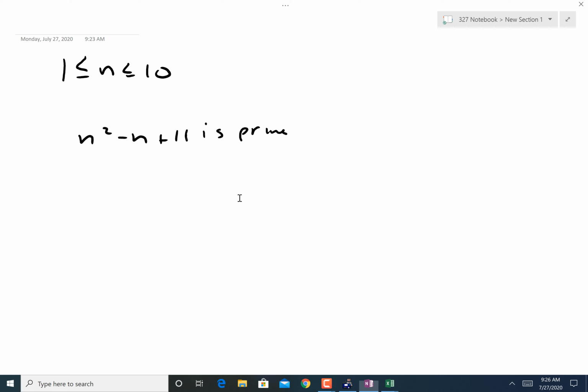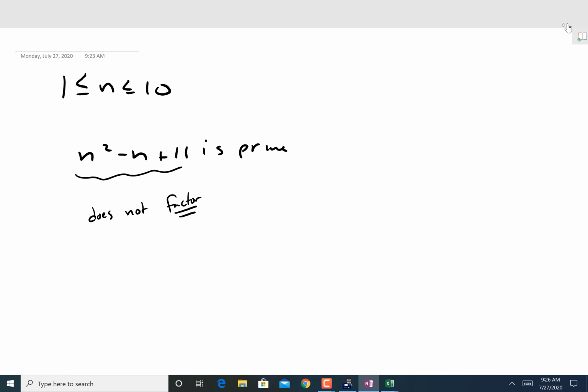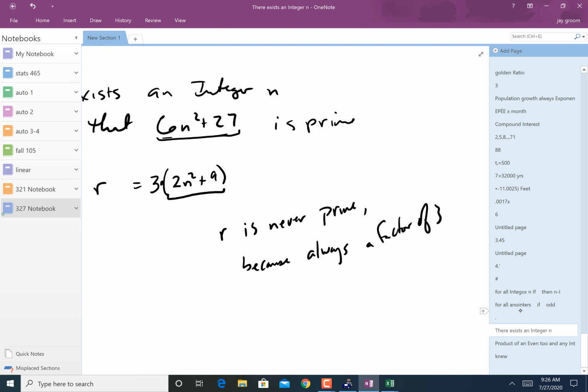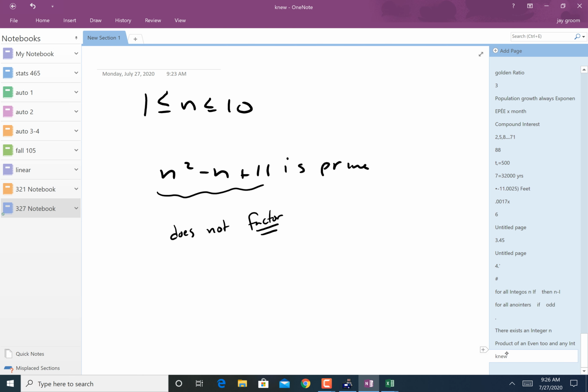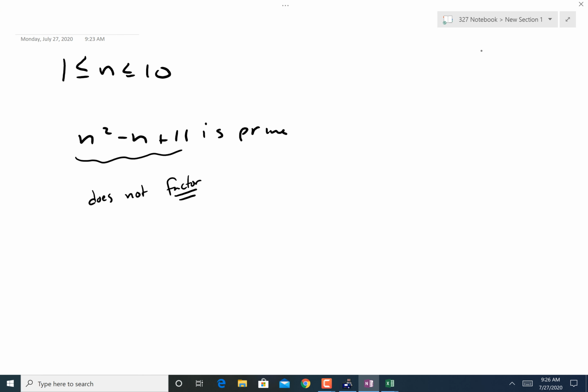Now, what comes to my mind is this. Does this baby factor? No. Does not factor. The fact that it does not factor says what? Well, remember on this previous page over here somewhere, look at that. We were able to factor this fella. Therefore, we could show that it was not prime. But in this case, can't factor it.